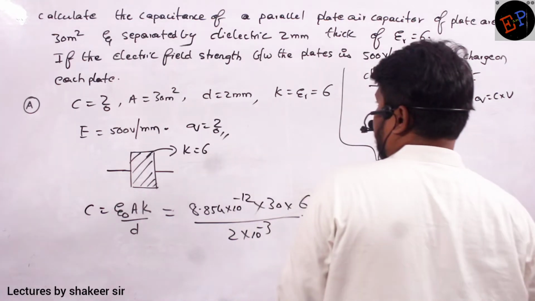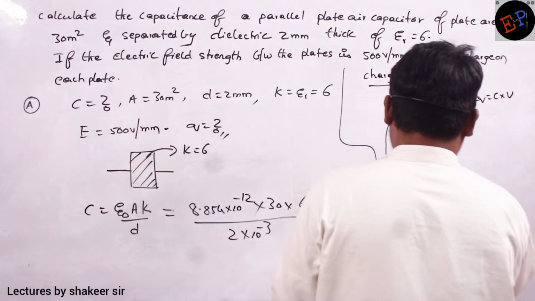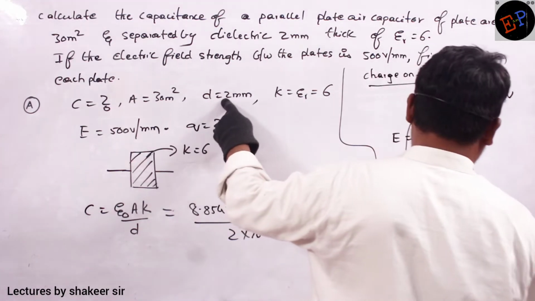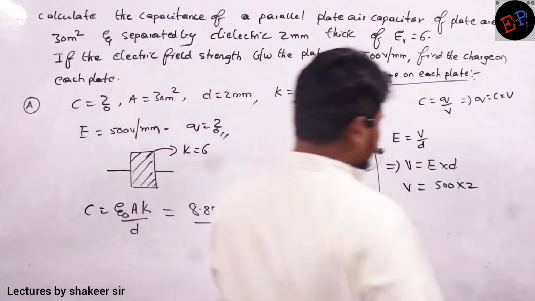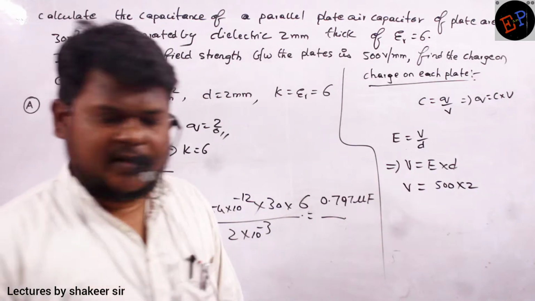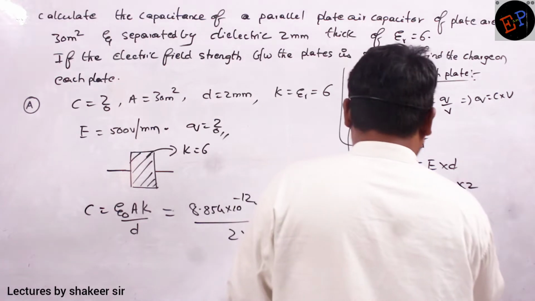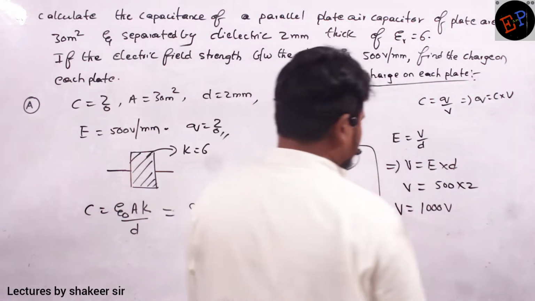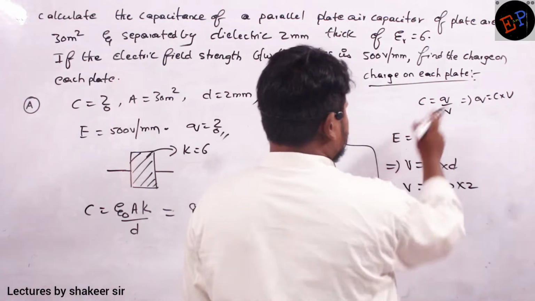So what is the electric field? Electric field is 500. See, here it is given in millimeters. Distance is also given in millimeters. So you need not convert this into meters. So therefore, what is the total potential applied? It is 1000 volts. 1000 volts. Now substitute here.